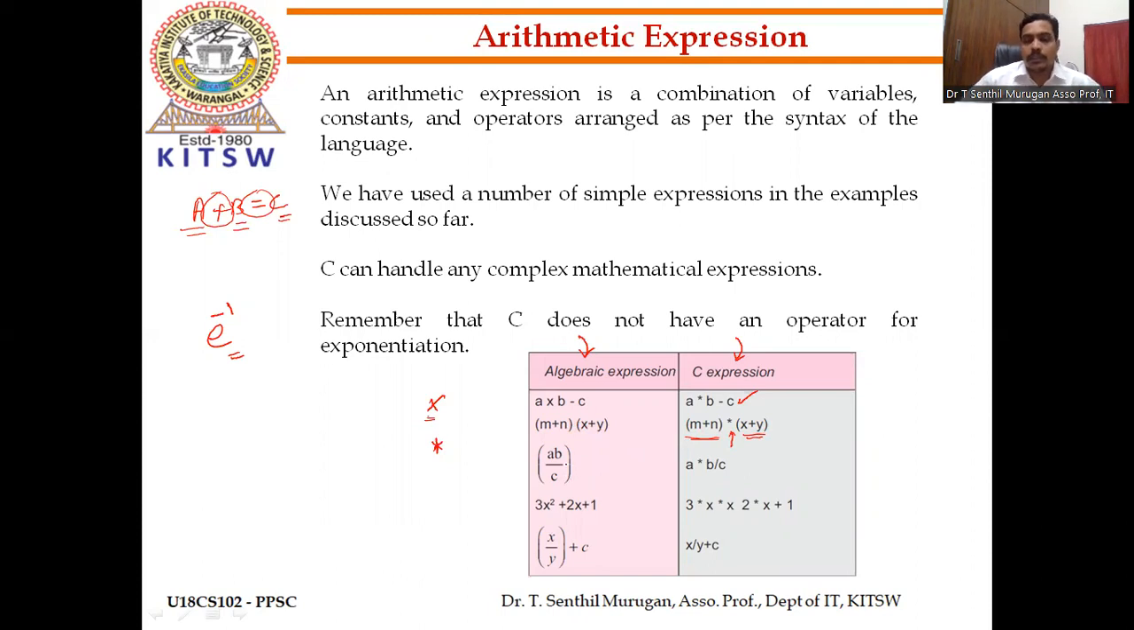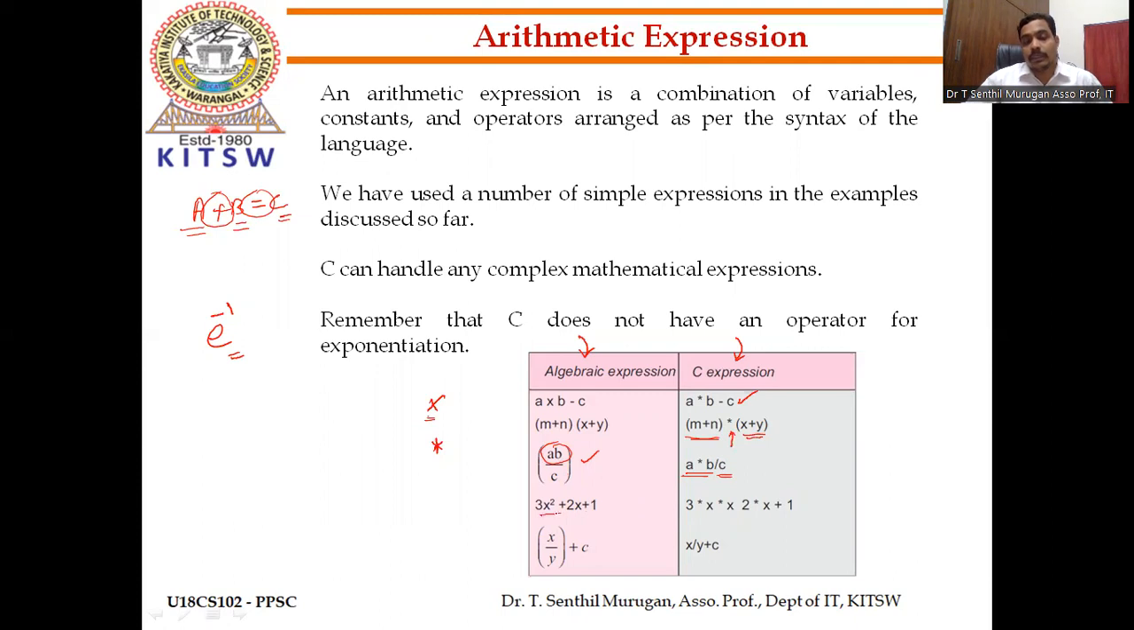The division operation you see here: simply, a and b will be multiplied, and after multiplication we have to divide by c. So now we know how we can change it. First we multiply a and b, then divide by c. This is a simple expression.